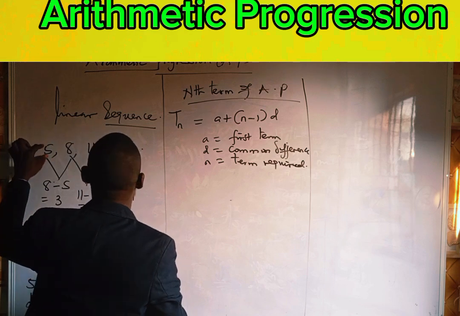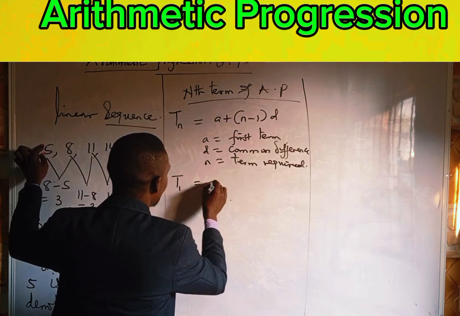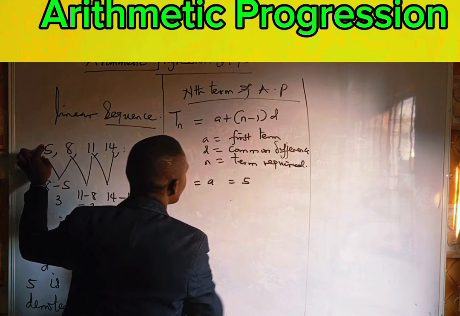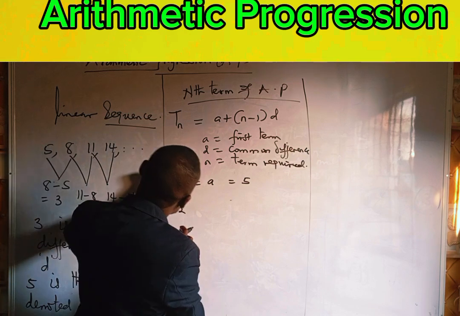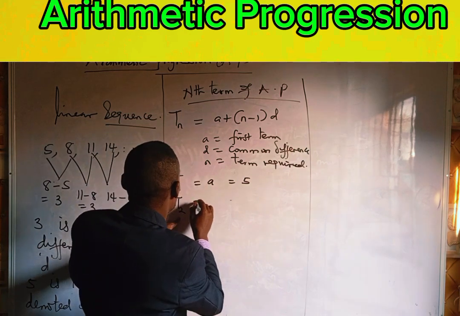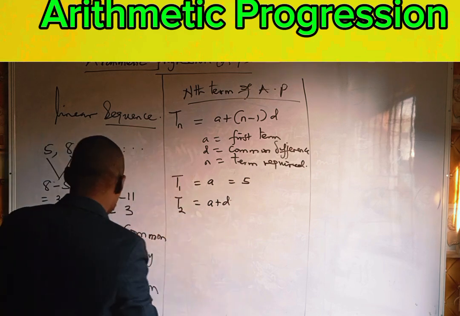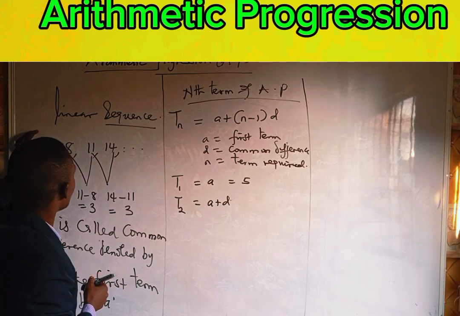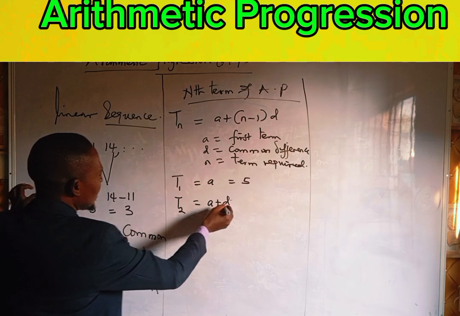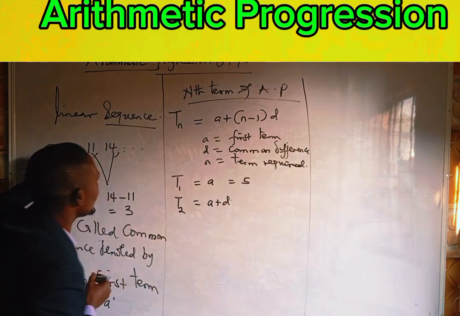Here, the first term is denoted by T1, which is A, and this is 5. I want to prove this formula. Now, T2, the second term, is A plus D. Now, look at it. What is my A here? My A is 5, that is the first term. And what is my D? My D is 3. So 5 plus 3 will give me 8, which is the second term.